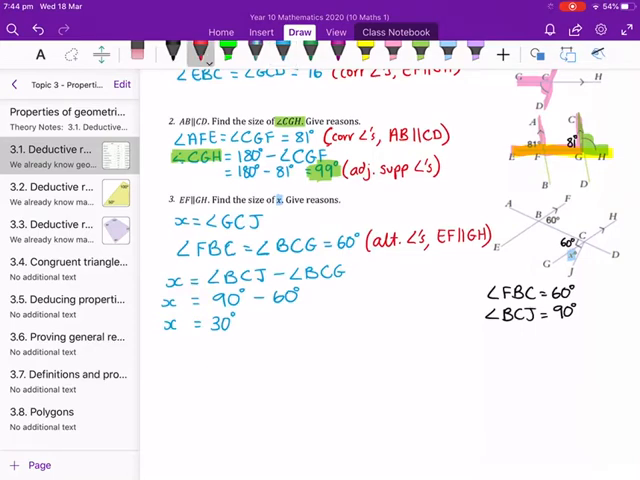And our reasoning for this is because we have a right angle, it is adjacent complementary, so we just do comp angles. And we have solved our question.